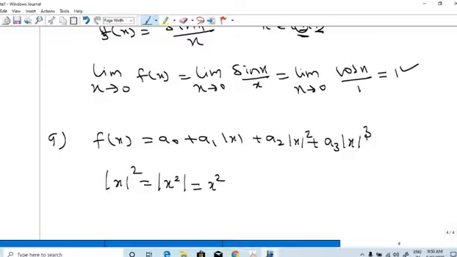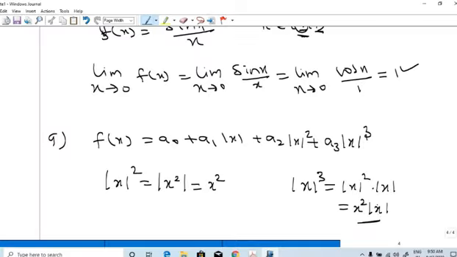Therefore, what is modulus of x cube? Modulus of x cube can be written as modulus of x square times modulus of x. For modulus of x square, we get x square times mod x. So this function is differentiable at x equal to 0.